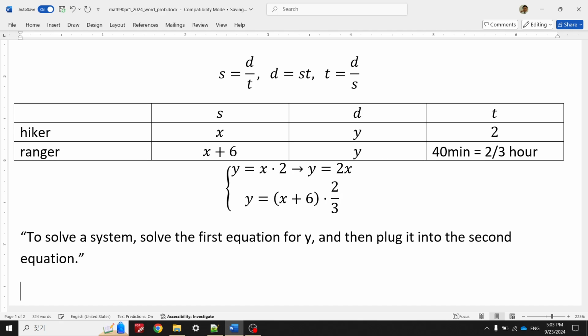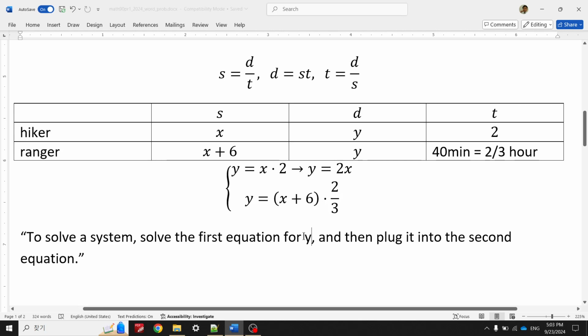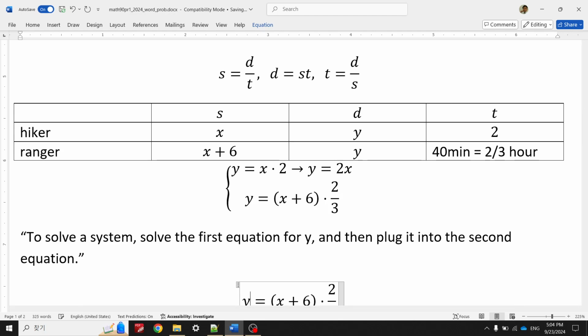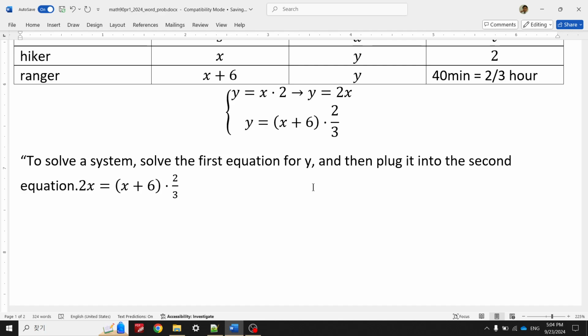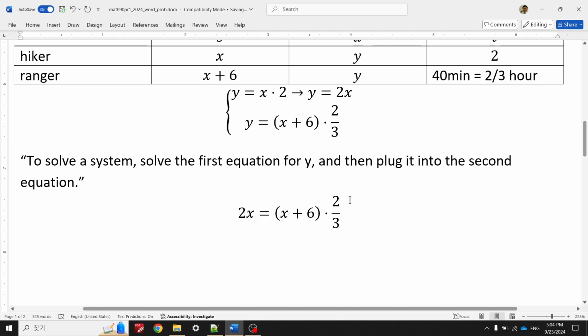Okay. But this doesn't always have to be y. Sometimes it's easier to solve for x. In that case, you plug x into the next equation. So since y is 2x, what we can do is take the second equation, and replace the y by 2x. So we take the y equals this, but this y is now replaced by 2x. Okay, so now we have to solve this. How do you solve this?